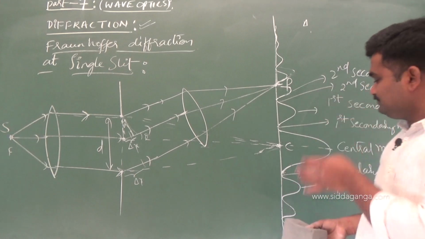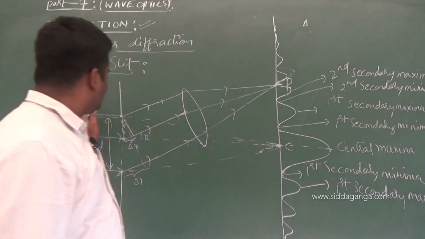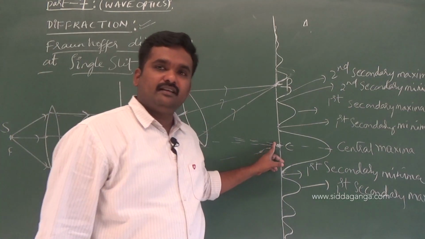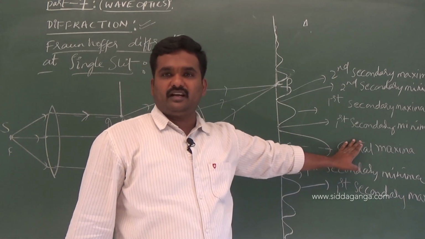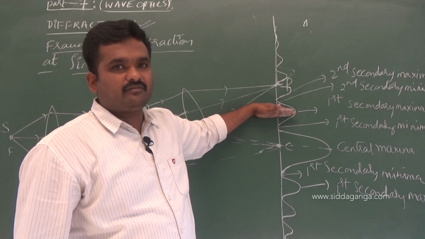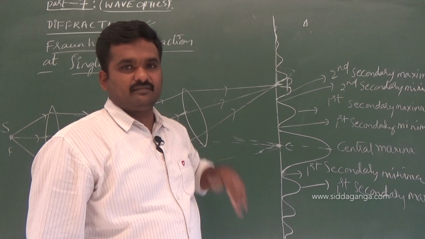So this is all about Fraunhofer diffraction. And when you analyze this intensity pattern on the screen, what is the observation we make? Exactly at the center of the screen, we get the central maxima or central bright. On either side of the central maxima, we have consecutive secondary maxima and secondary minimas.